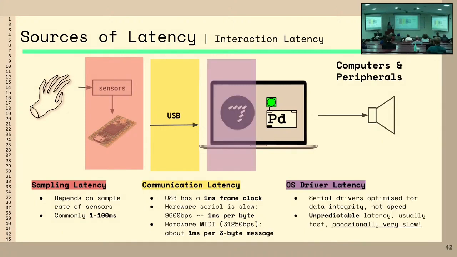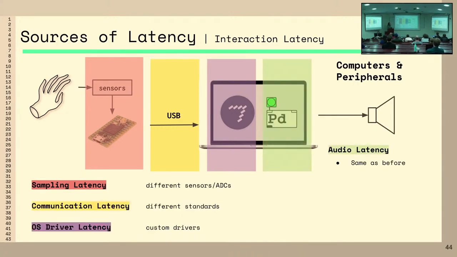Then you're going to have the OS driver latency. Most drivers in a normal OS are not tailored for speed. You need a specific OS that does that, and it's unpredictable. It can be really good until once it's really bad, and then it screws everything up. It depends on what processes are running on your operating system. And of course, you have your audio latency.